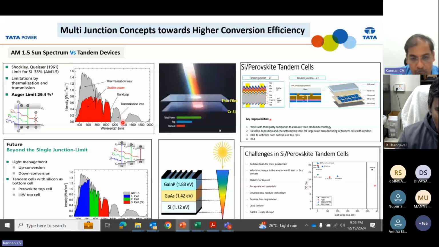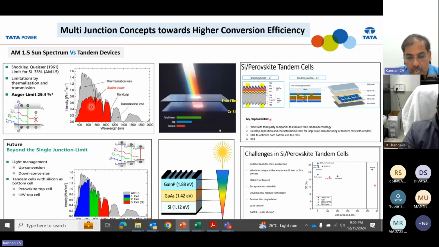So this will be transparent to the top material, and it will enter into the bottom material. The bottom will convert this area, and whatever is left out from this material, the red area, the bottom one will convert the rest. In this way, by doing this multiple junction, normally we call it a tandem junction, we can effectively capture the entire sun spectrum into electricity conversion.